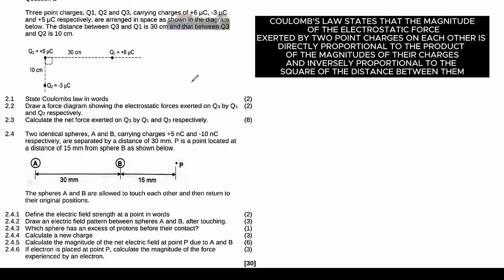So as we can see in the diagram here, then 2.1 says state Coulomb's law in words. So that's the definition as we can see it here. The magnitude of the electrostatic force exerted by two point charges on each other is directly proportional to the product of the magnitudes of the charges and inversely proportional to the square of the distance between them. Right. Then we have 2.2.